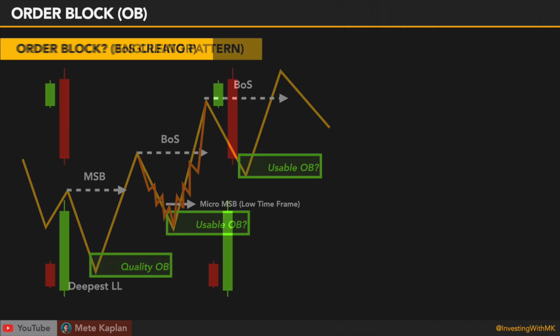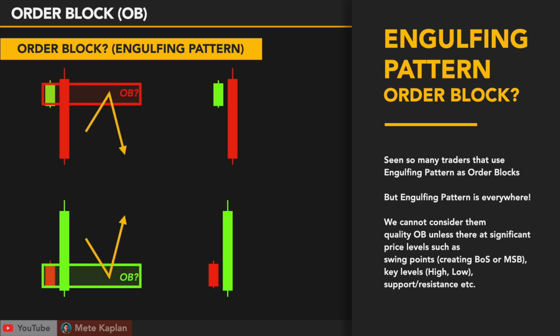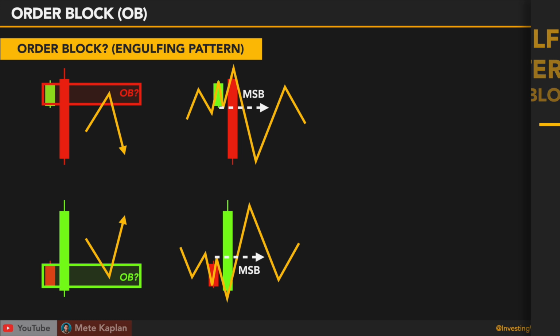We will learn soon. Another thing I saw is that some traders consider every single engulfing pattern as order block, supply and demand zones. If you go to lower time frames, you will again see that there are market structure breaks. Again, the same question. Can we consider every single engulfing pattern as an order block? Don't worry. You will learn how to identify the highest quality order blocks right now.